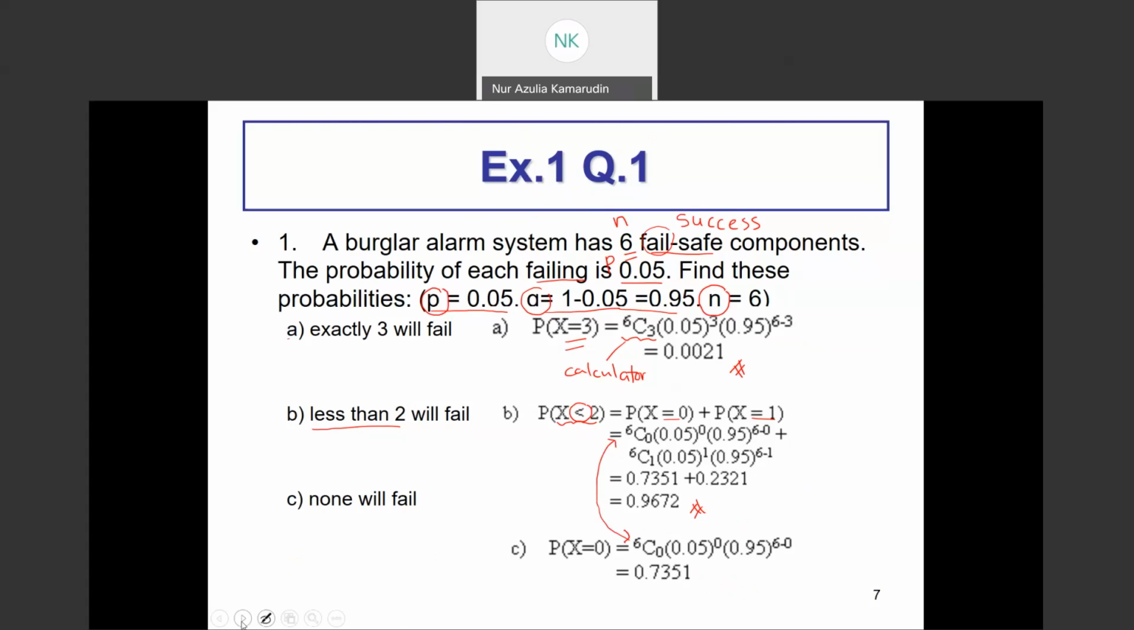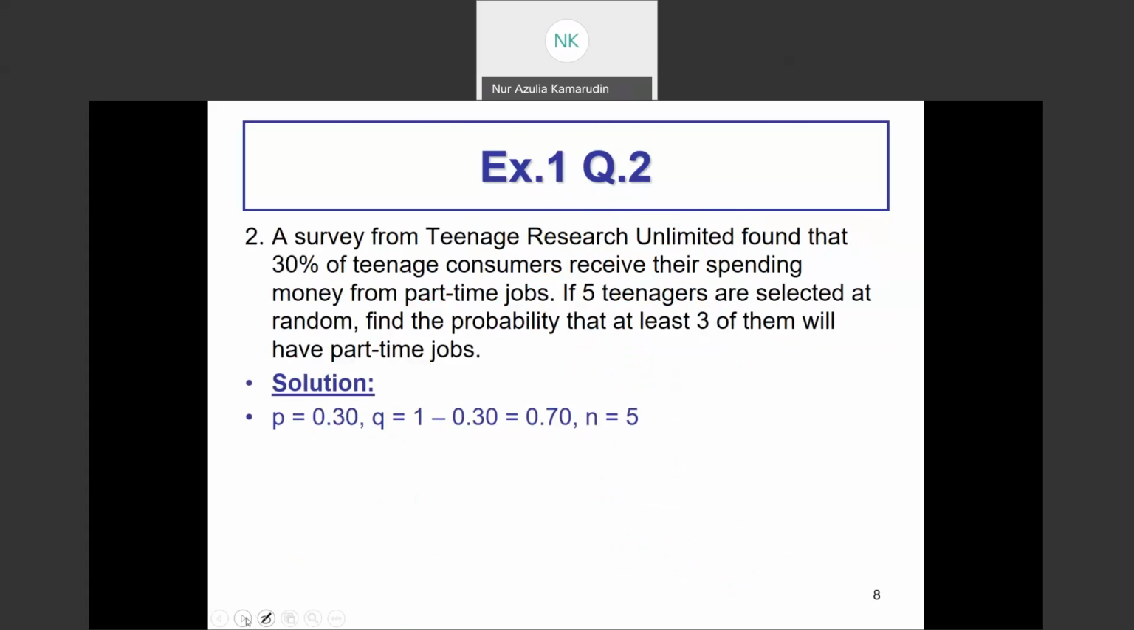Okay, this is from question 2 of your exercise 1. A survey from the Teenage Research Organization found that 30% of teenage consumers receive spending money from part-time jobs. So this is your P, the probability of success. What is the success event? This is the success event here: consumers receive money from part-time jobs.